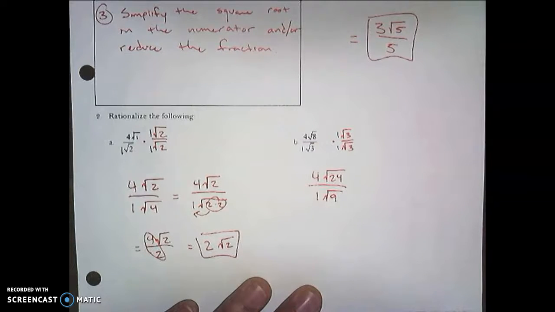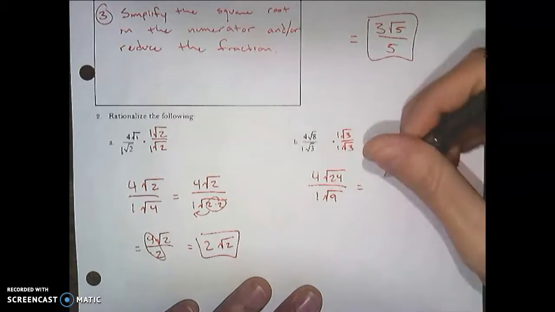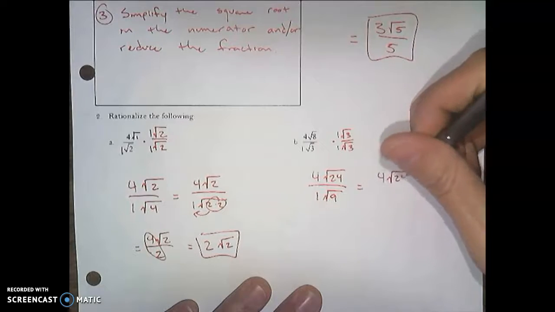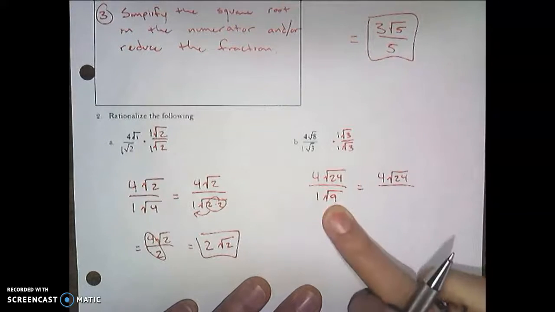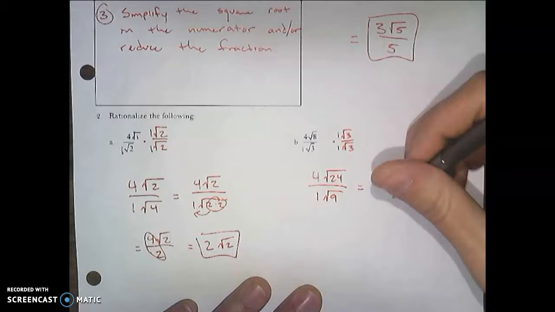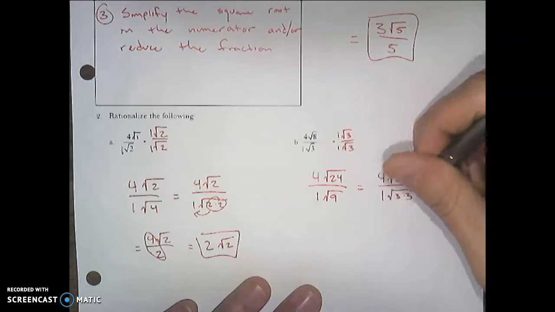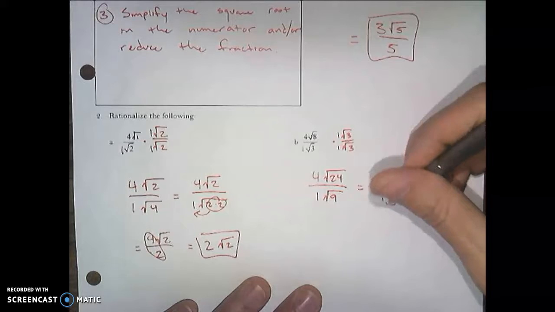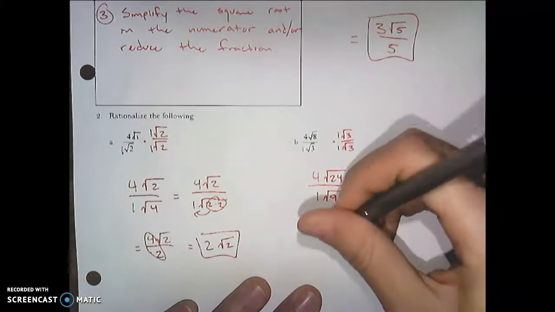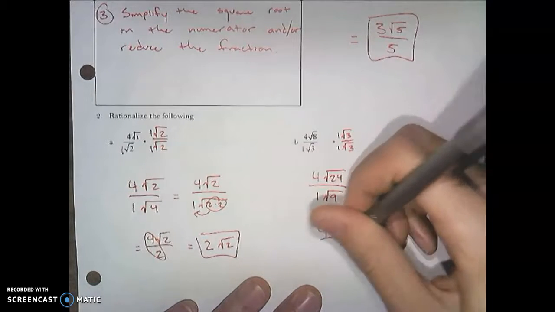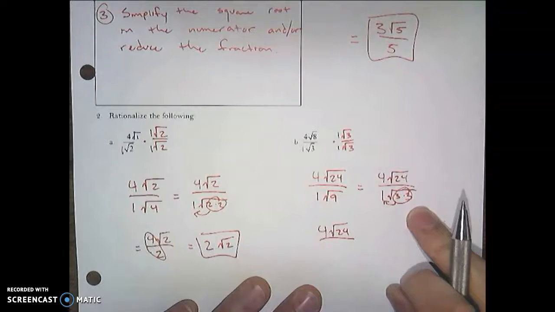Then we simplify the square root in the denominator. So we have, in the numerator, we'll just leave that. In the denominator, how can we break down 9? Well, 9 is 3 times 3. So we have the square root of 3 times 3. And again, we pull out those pairs. So we have 4 root 24 over 1 times 3, which is 3.